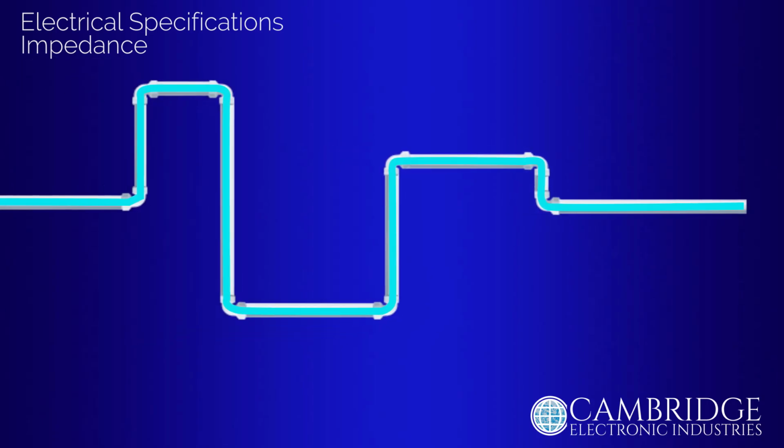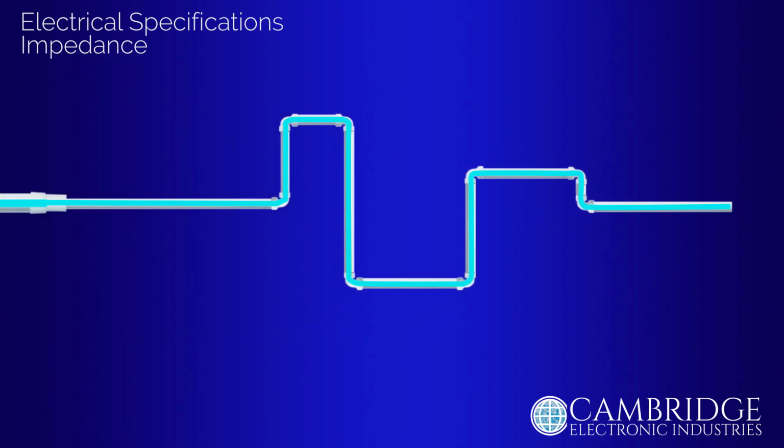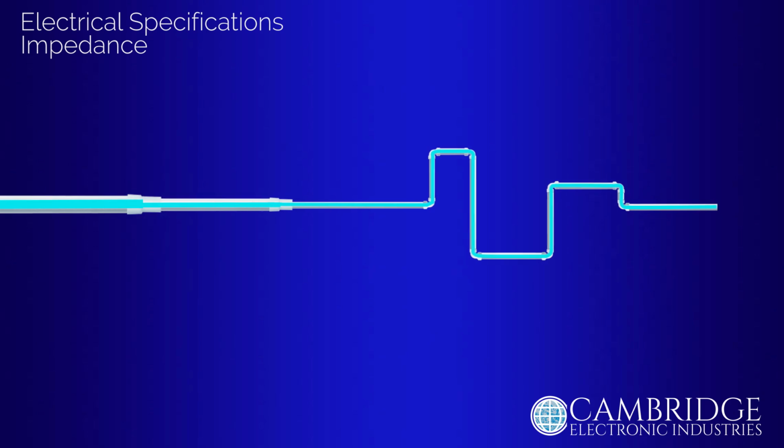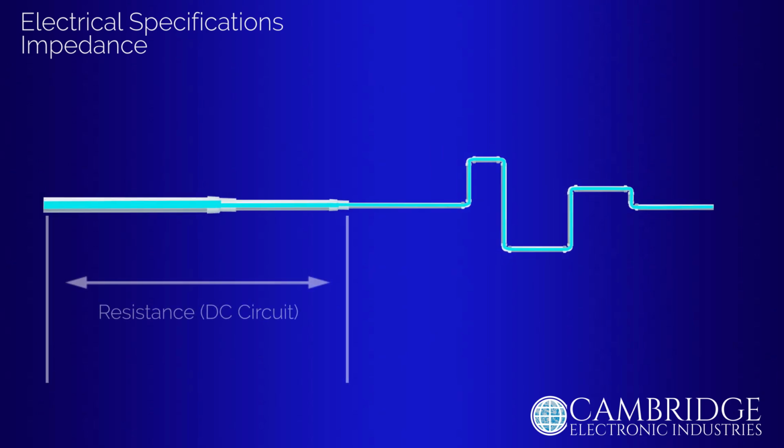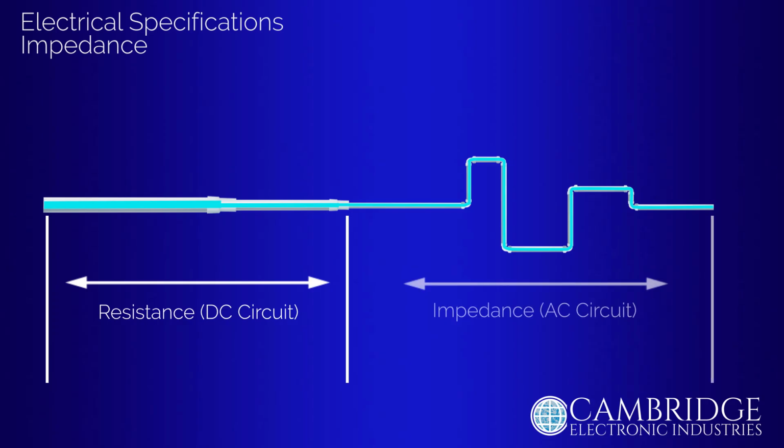When we put it all together, the total opposition the water faces is not just from the narrowness of the pipe, but also from the twists and changes along the way. In circuits, this combined effect is called impedance. The mix of resistance, the straight restriction, and the reactance, the twists and turns. Just like resistance, impedance is measured in ohms.